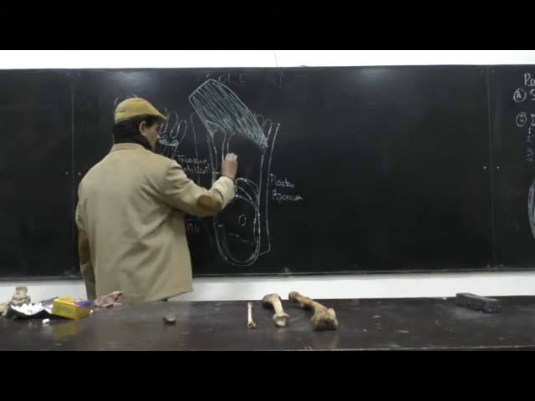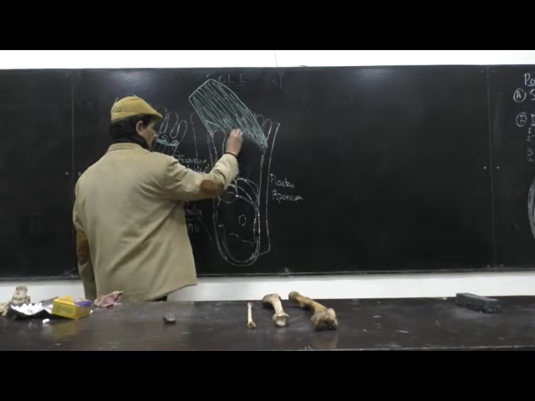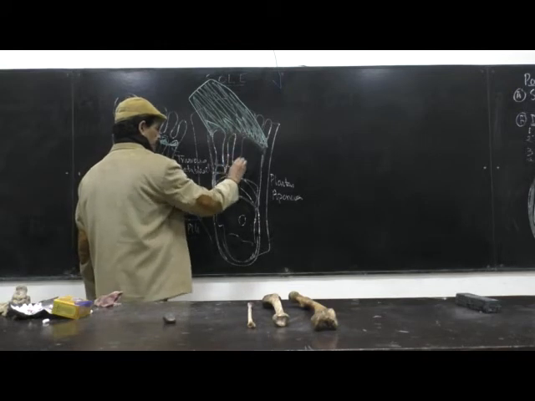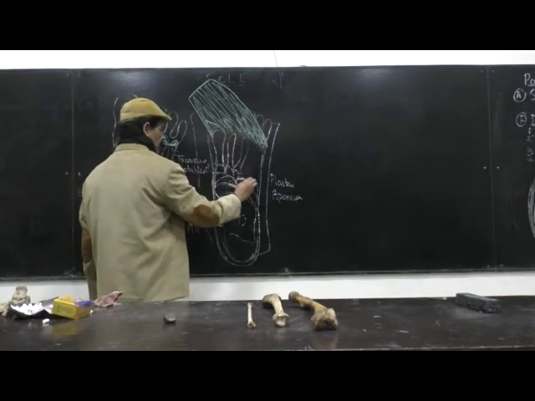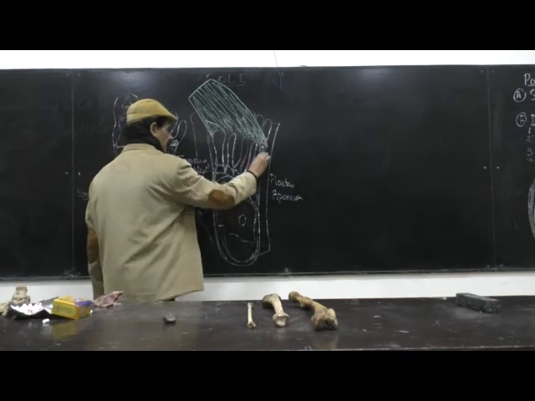First metatarsal, this is the medial, intermediate and lateral cuneiforms, and the metatarsal bones. The third, the fourth, and the fifth will have the tuberosity.